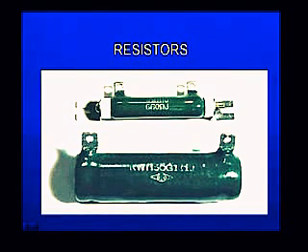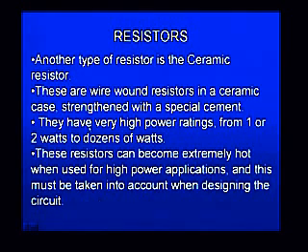For example, these are some of the wire wound resistors. This is actually 660 ohms. This we are not able to see. It should be around 10,000 ohms or something like that. Wire wound resistors are wound on a ceramic base over which the wires are wound.